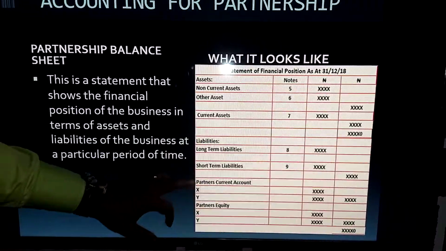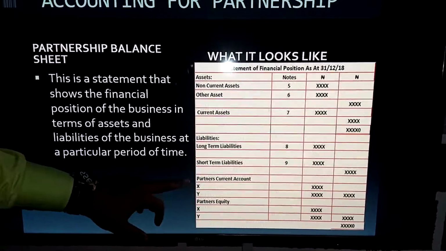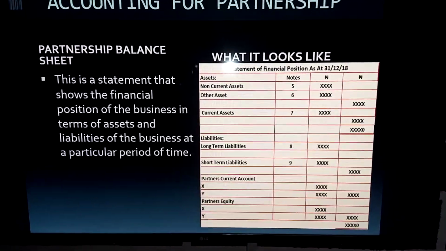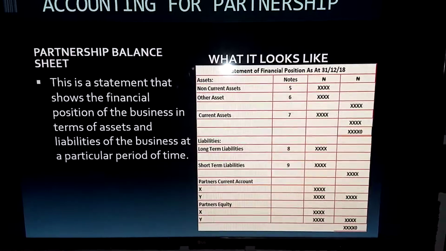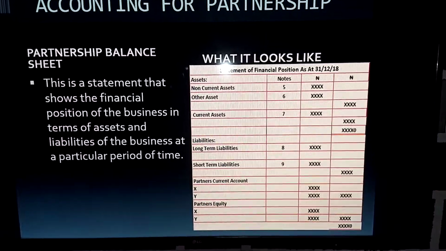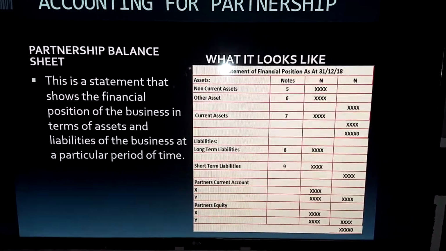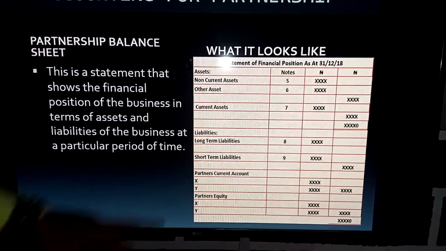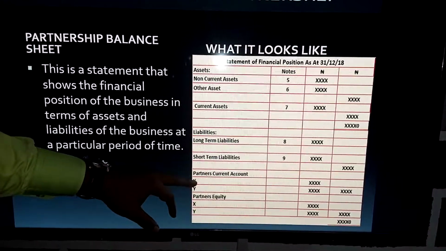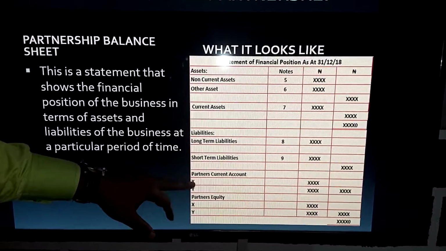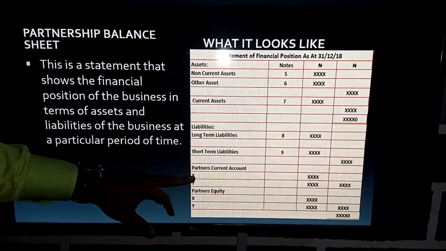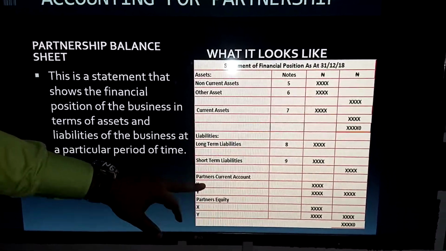And then we have partners' current account. This is what differentiates a partnership balance sheet from a balance sheet for a sole trader. Here you have to show the partners' balance. So the current account here is the partners' balance, the excesses that we could not take to the capital account. So this is the balance.